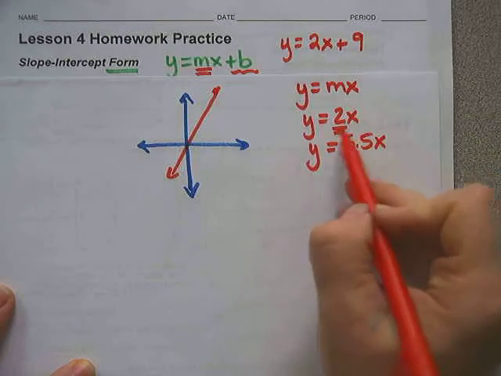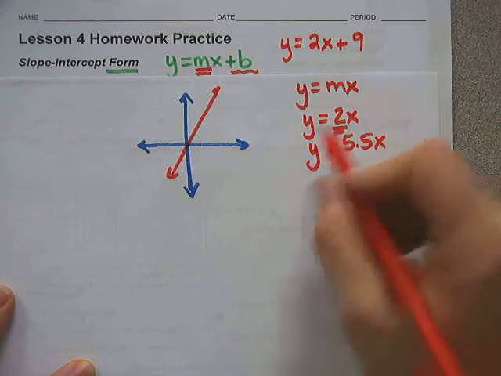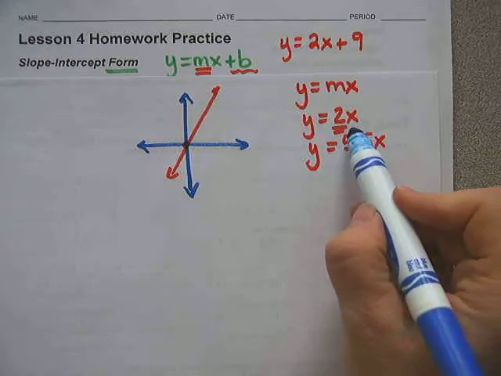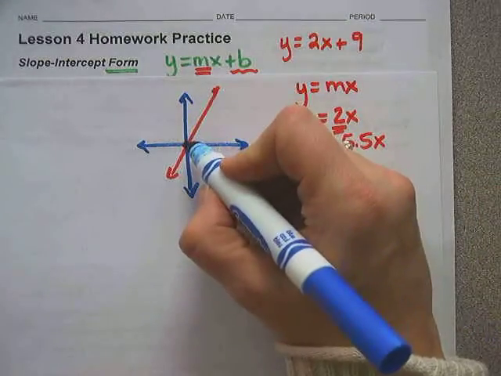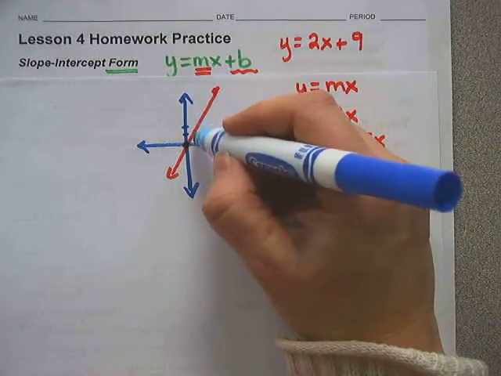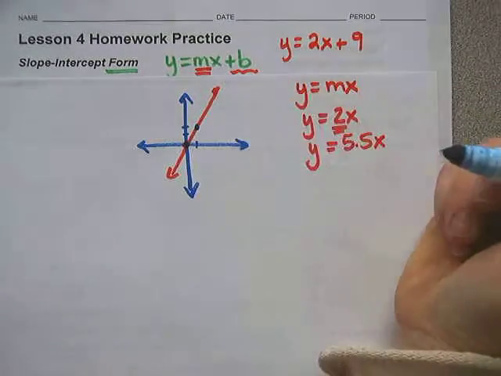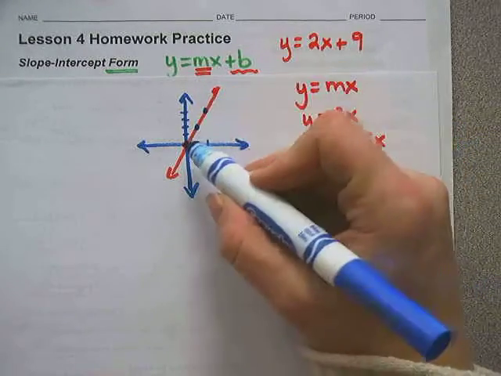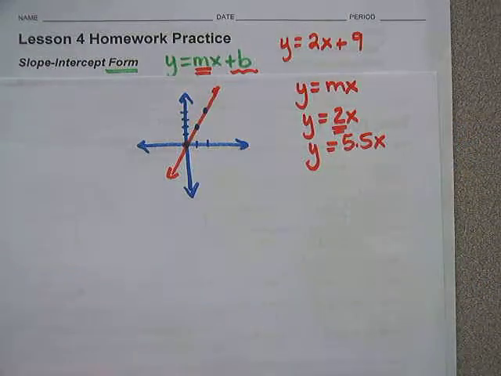So in the case of y = 2x, that would mean we had a line that went through the origin and the slope, or the rate of change, was 2, which means that you rise 2, you run 1. You rise 2, you run 1. And that defined the slant of this line.